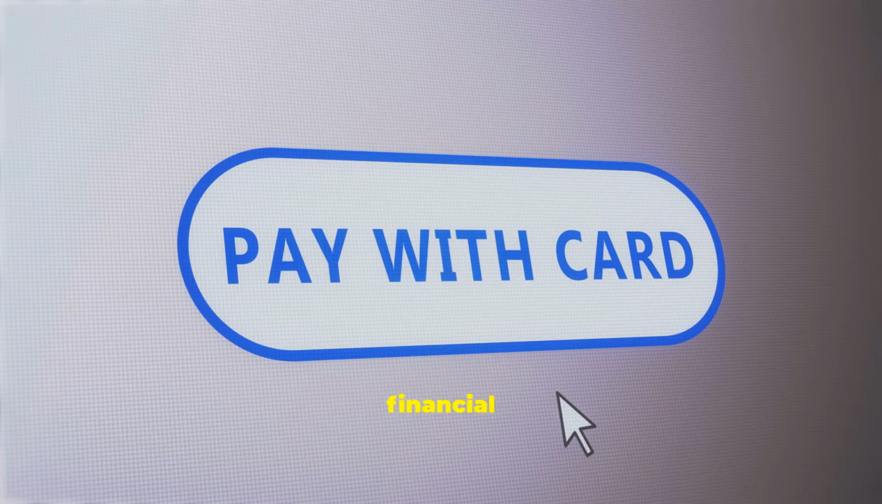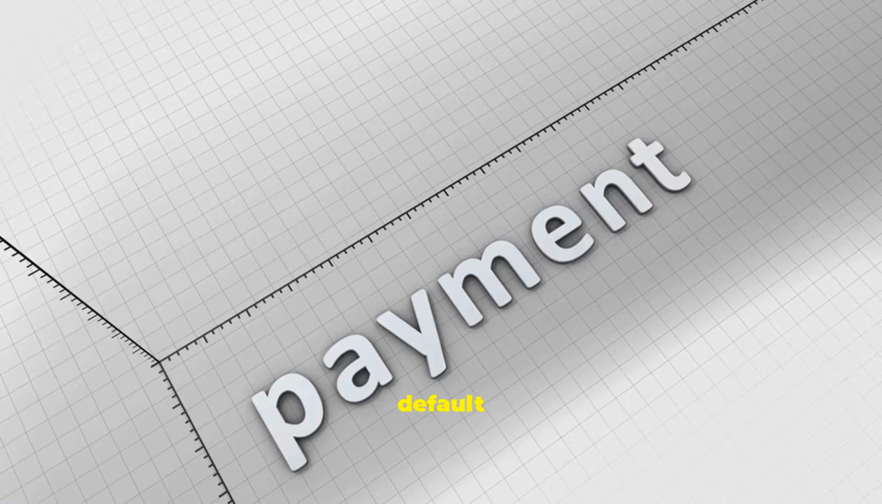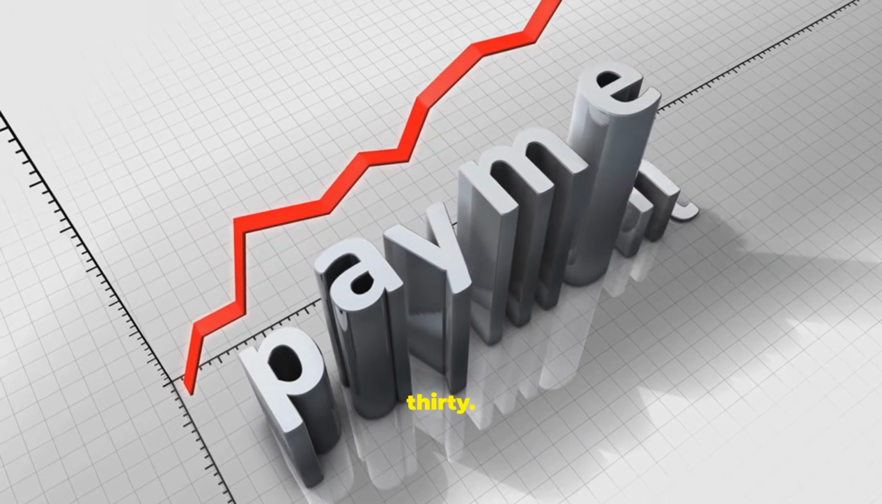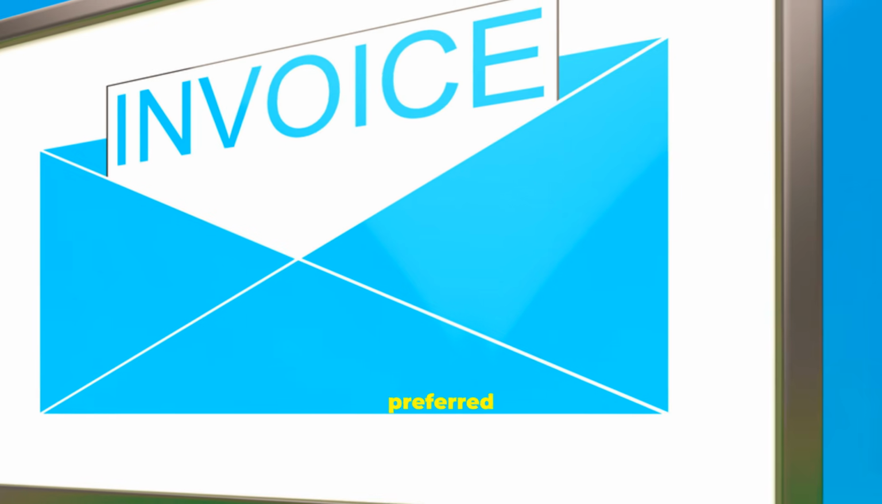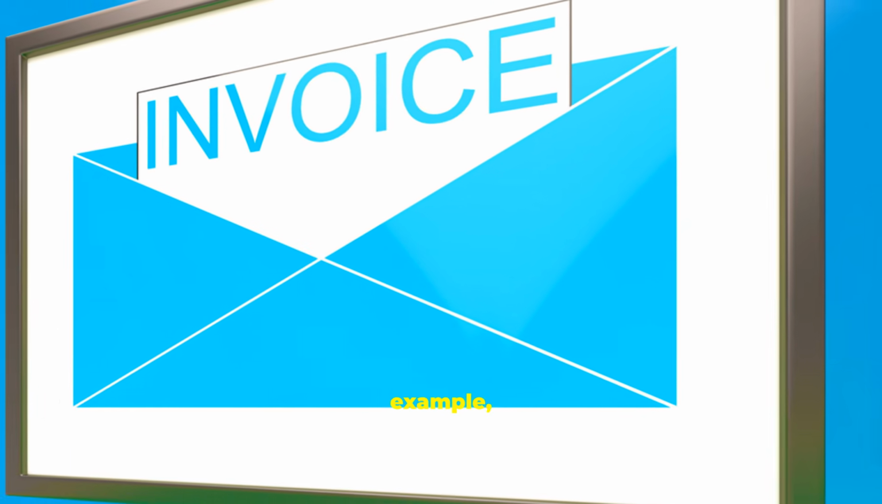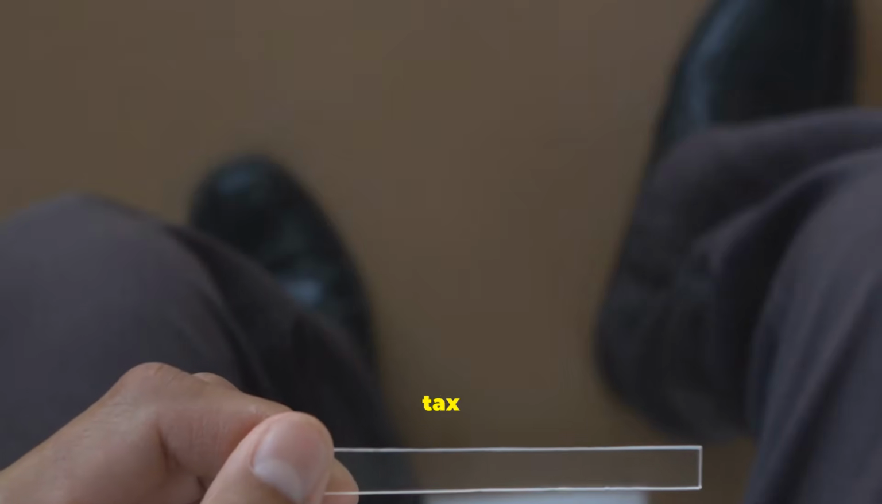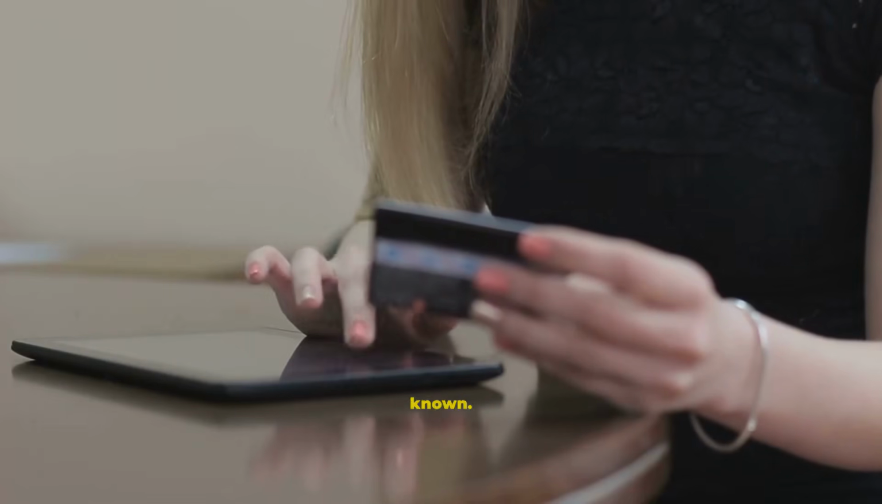Now define the financial relationship. Open Payment and Billing. Set default terms. Example, net 15 or net 30. These terms auto-calculate invoice due dates. Choose a preferred invoice delivery method. For example, send later for email. Configure the customer's tax settings if you collect sales tax. Assign a default payment method if known.